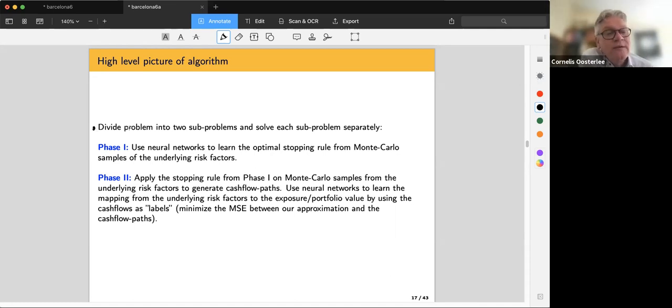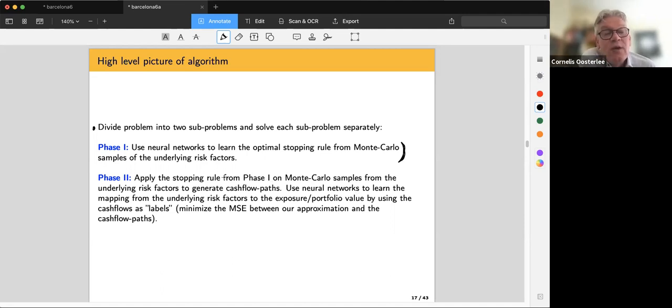In phase 1, we use neural networks to learn the optimal stopping rule from Monte Carlo samples of the underlying risk factors. We just learn these zeros and ones, where 1 means it's optimal to stop, so it's optimal to exercise, and 0 means we continue with the option.